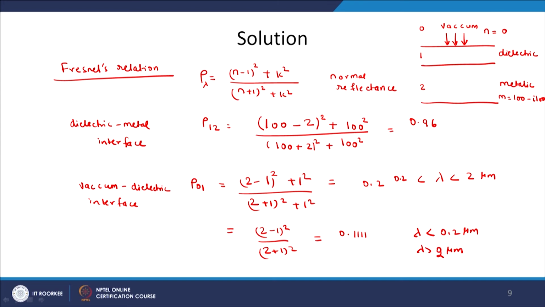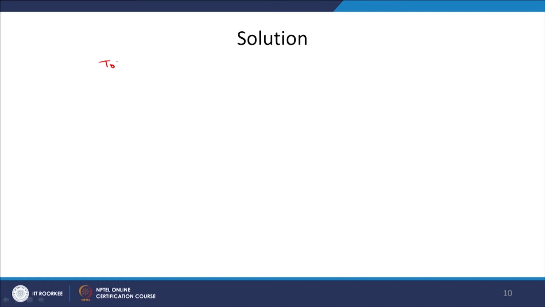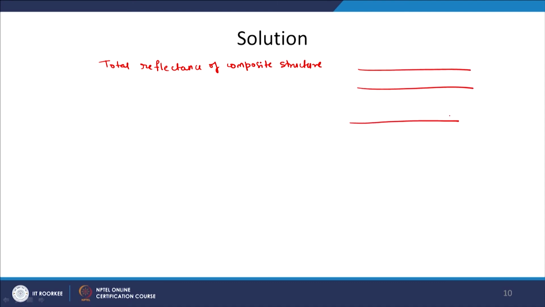So, now let us try to find out the total reflectance of this complex material, the total reflectance of the composite structure. So, how do we find the total reflectance of the composite structure? Let us look at it. This is our composite structure. Some radiation, basically, I am going to draw at an angle just for the purpose of understanding.